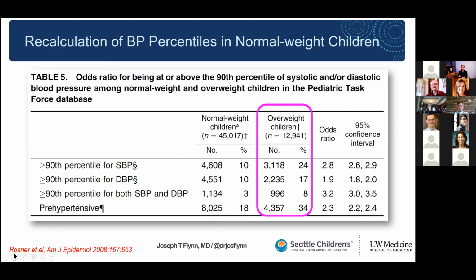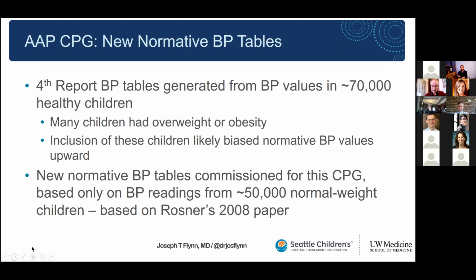So fast forward to the development of the clinical practice guideline. We knew that the fourth report tables had been generated from this other database, that many of the children had overweight or obesity, and that inclusion of those children biased the normative data. So we said, hello, Dr. Rosner, we need you. And so we actually commissioned Dr. Rosner to develop new blood pressure tables for the new clinical practice guideline based upon their prior work in that 2008 paper.